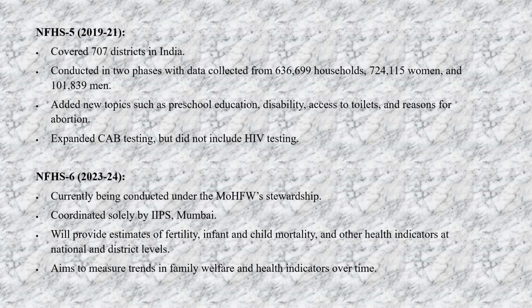NFHS 5, 2019 to 21. Covered 707 districts in India. Conducted in 2 phases with data collected from 636,699 households, 724,115 women, and 101,839 men. Added new topics such as preschool education, disability, access to toilets, and reasons for abortion. Expanded CAB testing, but did not include HIV testing.